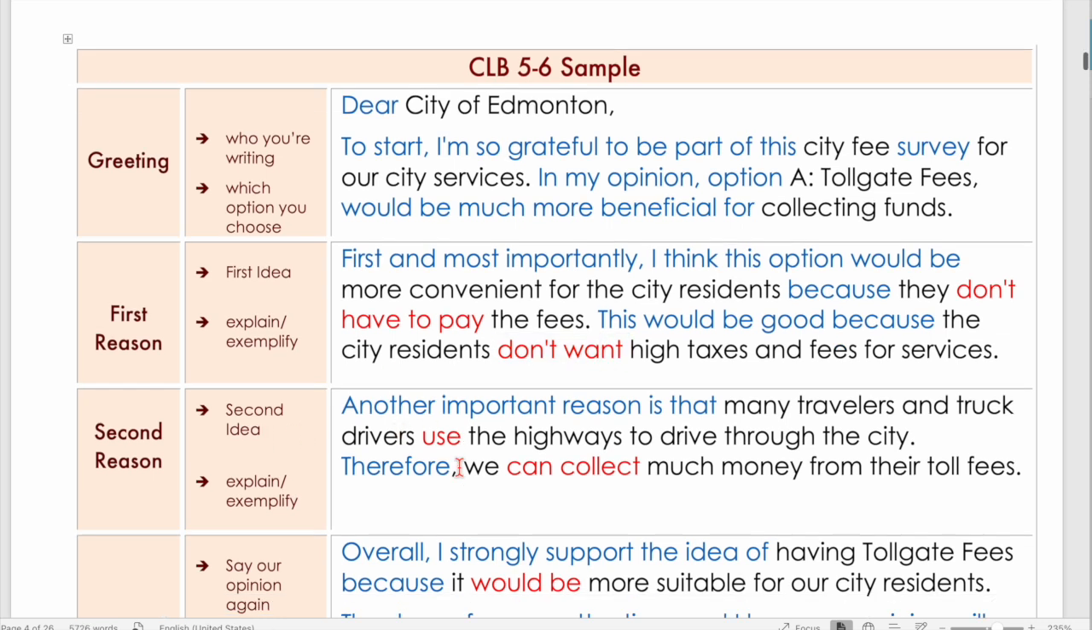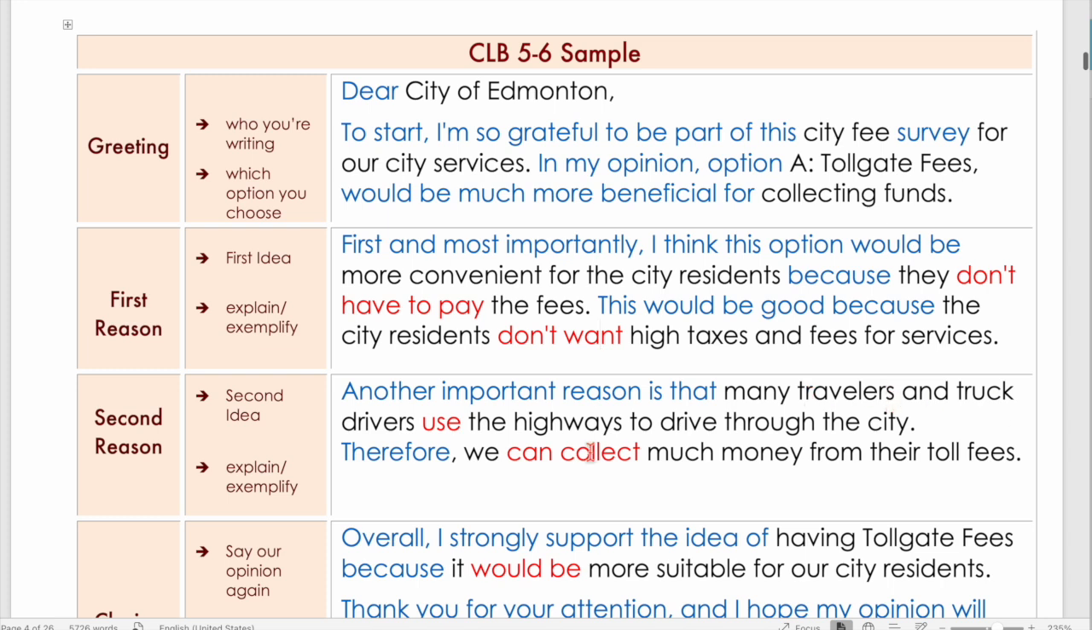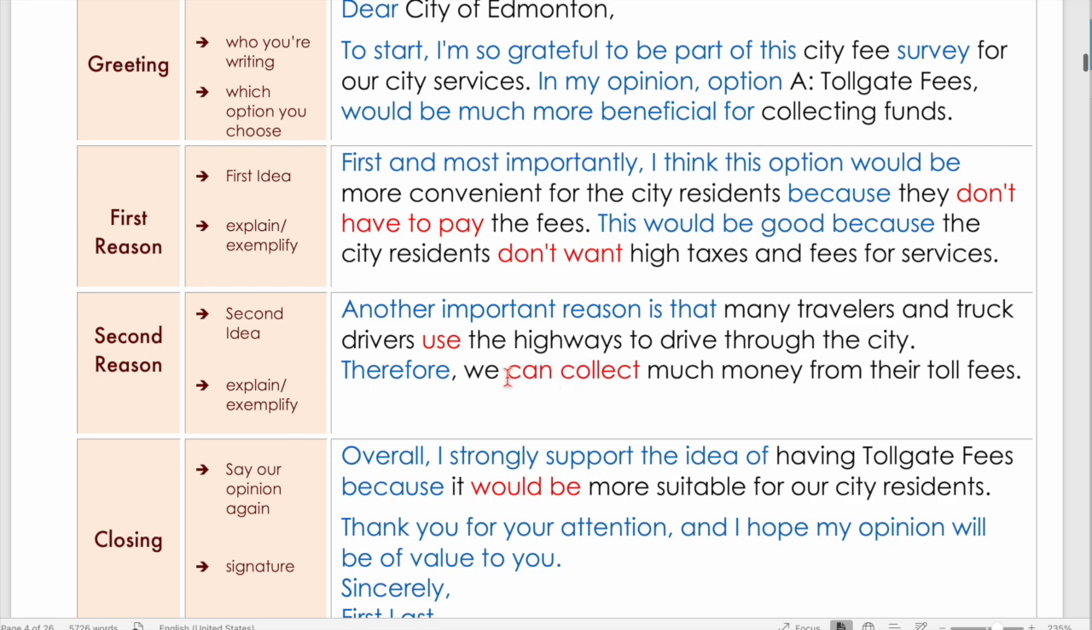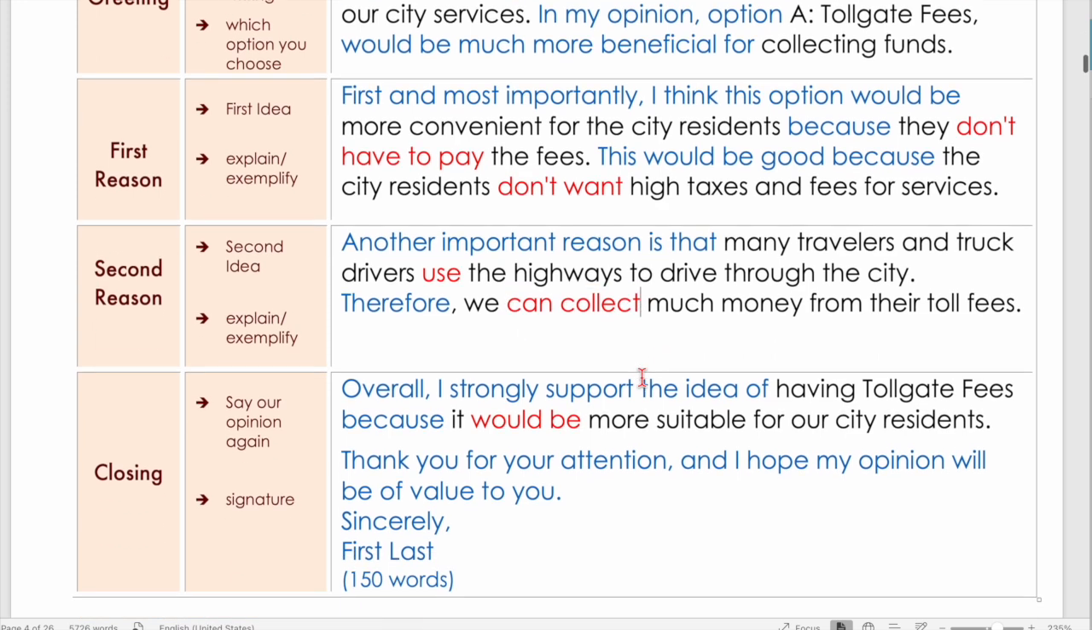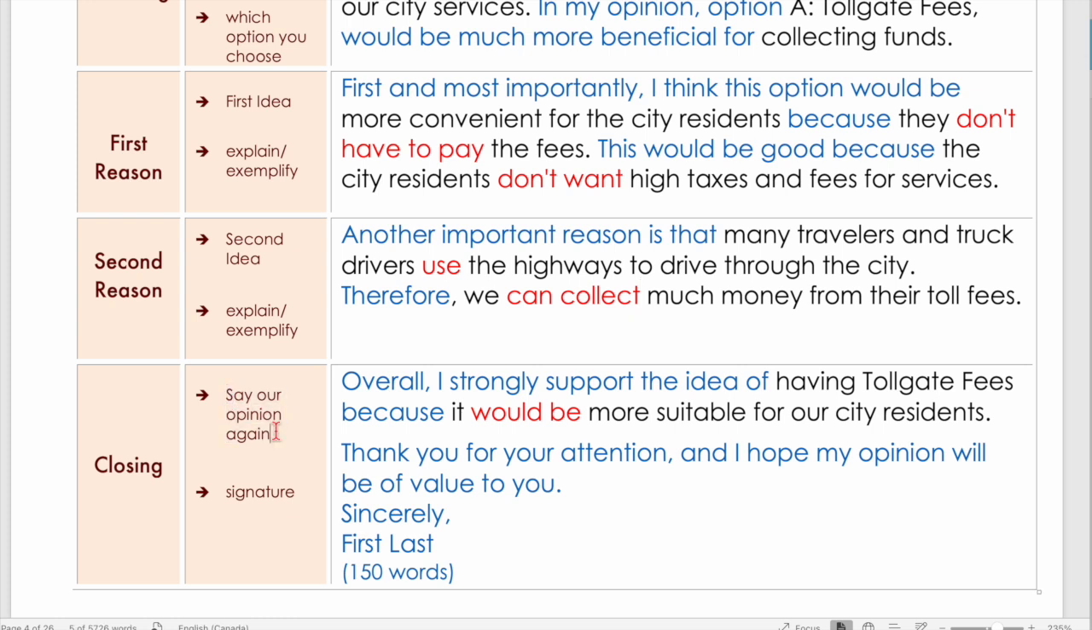Second reason, what is it? Another important reason is that many travelers and truck drivers use the highways to drive through the city. Very good idea. So many travelers and truck drivers use the highways. So why is that important? Well, therefore, we can collect much money from their toll fees. Great. So many people use it, so we can collect more. Okay. Simple modal, can collect.